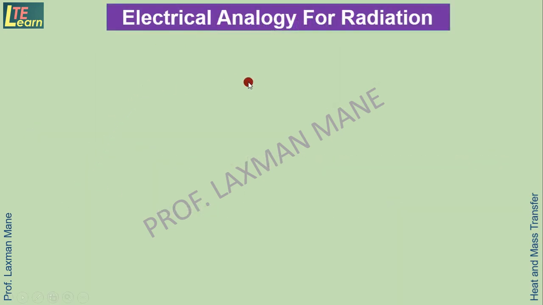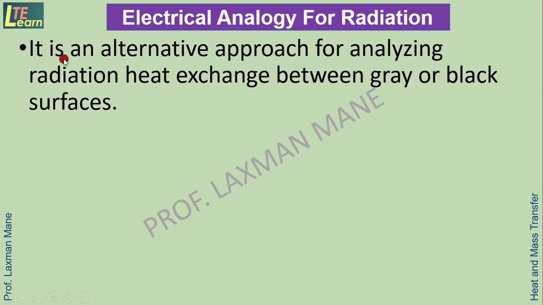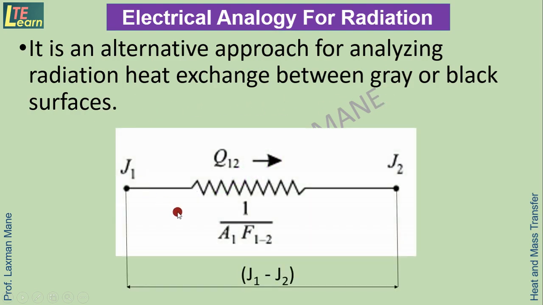So now we'll see electrical analogy for radiation. It is an alternative approach for analyzing radiation heat exchange between gray or black surfaces. This is a circuit diagram. In this, J1 and J2 are the radiosities. This Q12 is the heat exchange between two surfaces. Potential difference is J1 minus J2, and this is a resistance 1 upon A1 F12, where F12 is the shape factor.